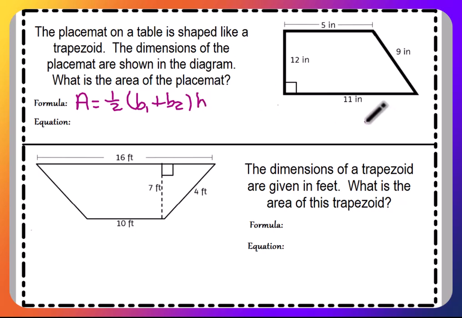Okay, so the bases are the floor and ceiling, top and bottom. It doesn't matter which you assign as base 1 and which as base 2, because you're going to add them together. So I'm just going to say the 11 is one of the bases, and the 5 is the second base. My height, is it going to be the 9 or the 12? It's going to be the 12, because that's the one standing straight and tall. That's the one that is perpendicular to the base.